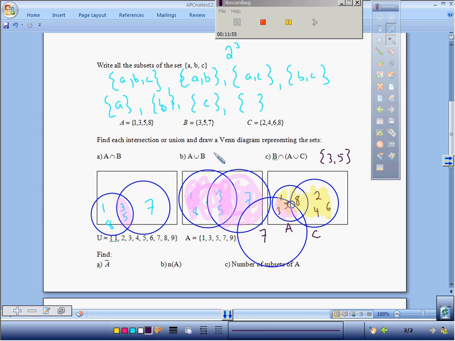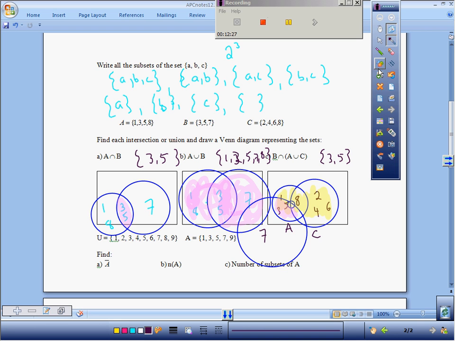So these should have answers too. This would be 1, 3, 5, 7, 8, right? Usually you want to arrange them numerically too. Very sloppy. And this over here would just be 3 and 5. Okay? You get that? Is that hard? It's not that hard.